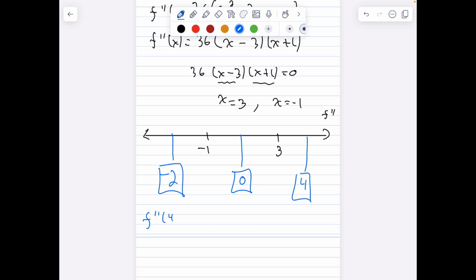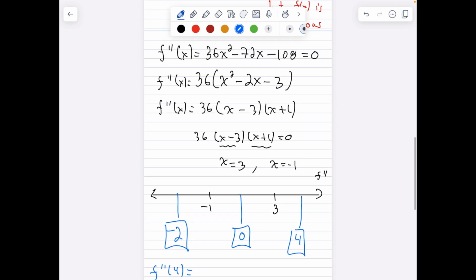So I'm going to take each of these points and put each of them into the second derivative. And the sign that I get from each of the points plugged into the second derivative gives you the sign of the whole interval. That's the nice part here. Now, where should I plug this in? As I said, it's the second derivative.